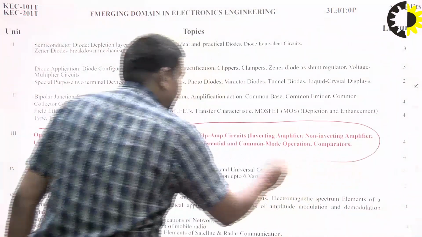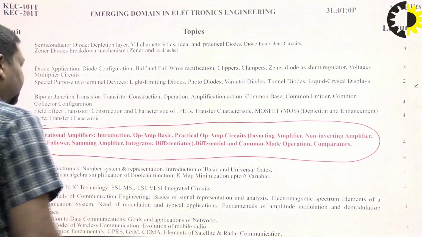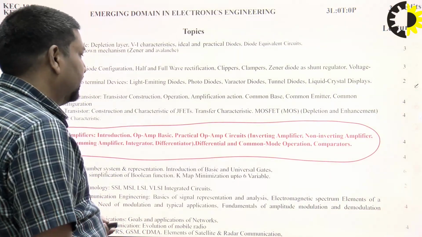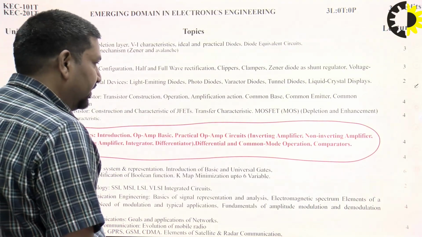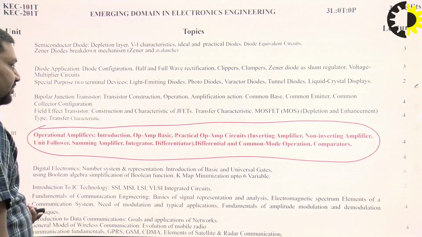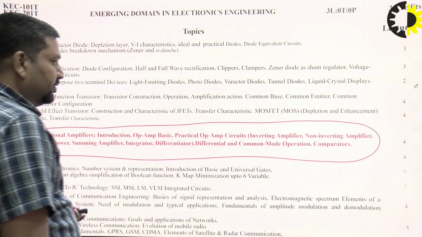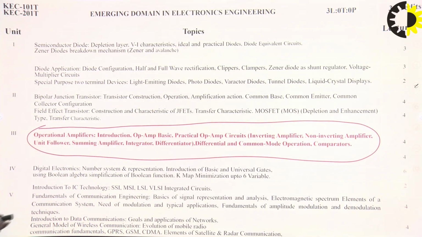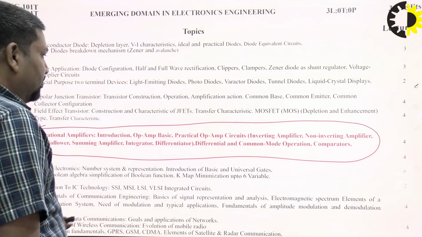So unit 3 is the operational amplifier: the introduction of the operational amplifier and the practical op-amp circuits, like the inverting amplifier, non-inverting amplifier, unity follower, summing amplifier, integrator and differentiator. This is a very important topic which has been asked in the AKTU examination.